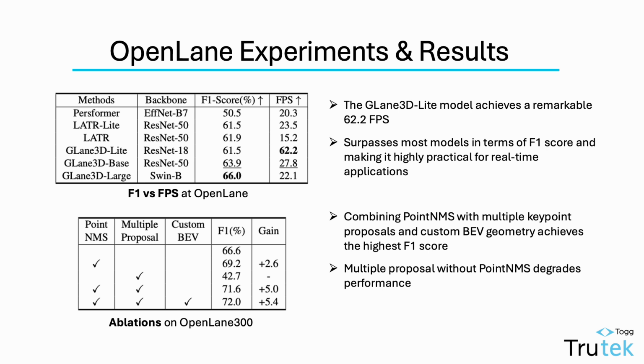Ablations on OpenLane 300 demonstrate that combining point NMS with multiple keypoint proposals and custom BEV geometry achieves the highest F1 score. However, multiple proposals without point NMS degrade performance.